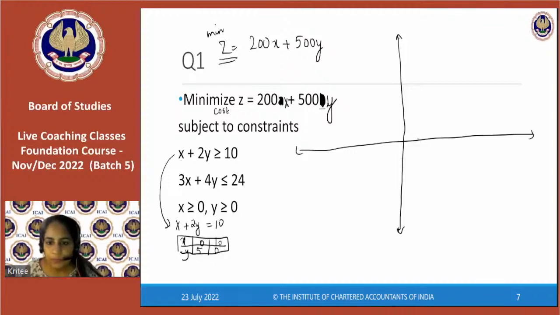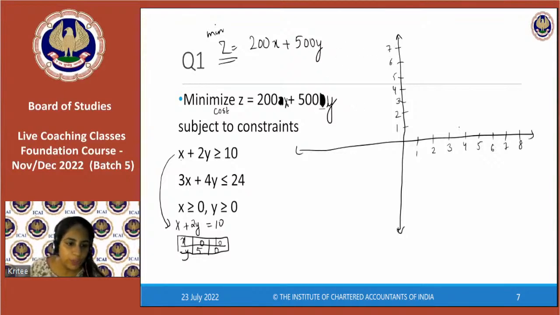Okay, I'll plot the points. If you're doing it at home, you can use a pencil and scale, or the best part is if you have a graph book with you, you can do it in the graph notebook also. So I need X till 10. So X is 10 and Y is 0, and Y is 5 and X is 0.